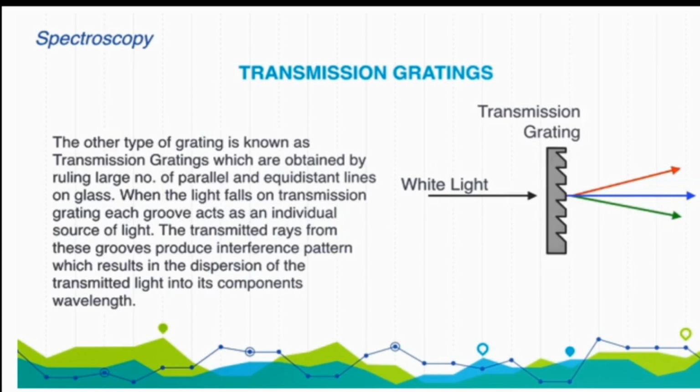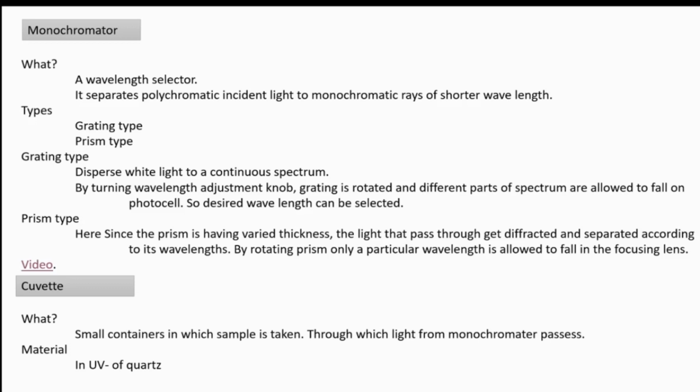That's about grating type and prism type monochromators. I think it's very clear to you. Next slide. The next part of the spectrophotometer is the cuvette. Cuvette, we know, is a glass part of that apparatus for holding the solution that we need to test. They are small containers in which the sample is taken, through which light from the monochromator passes. And regarding its material, if the source of light that we select is UV, then that cuvette should be made of quartz.